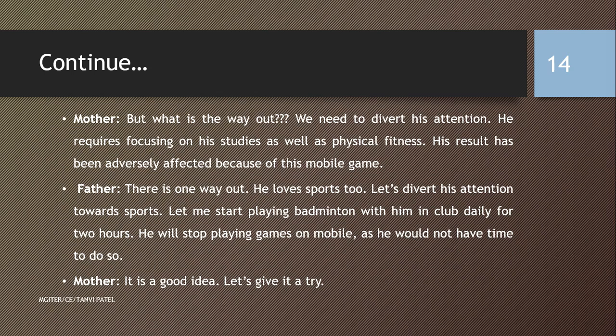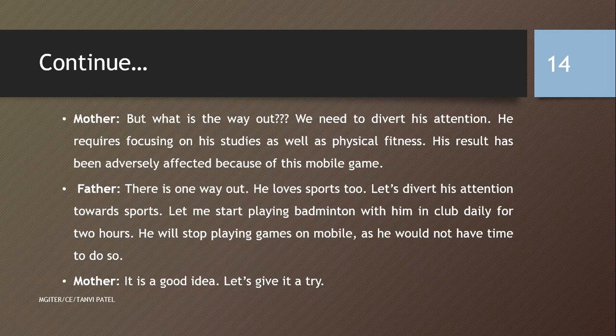We need to divert his attention. He needs to focus on his studies as well as physical fitness. His result has been adversely affected because of this mobile phone. It means the mother is telling the father that his result has been affected due to this mobile phone and he is not focusing on his studies and his physical activities. The father replies, there is only one way out.